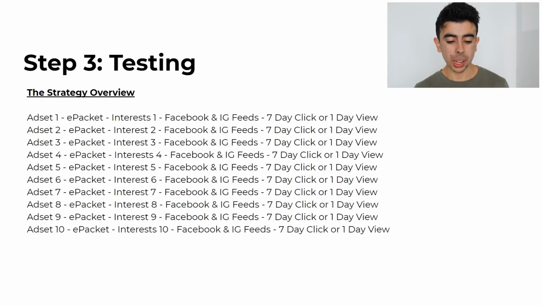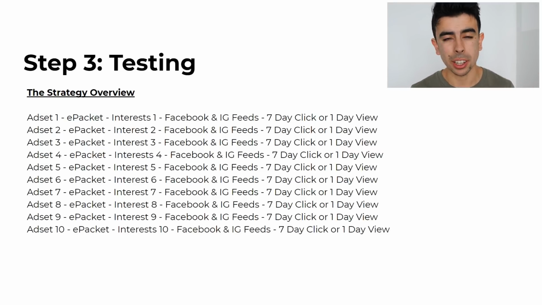Without further ado, here is basically the strategy overview. So what we're gonna do is create 10 different ad sets, right? And we're gonna actually target all e-packet countries in these ad sets. I'll leave you a list in the description of all the e-packet countries so that you can just copy and paste those into your location box when you're creating your Facebook ads.